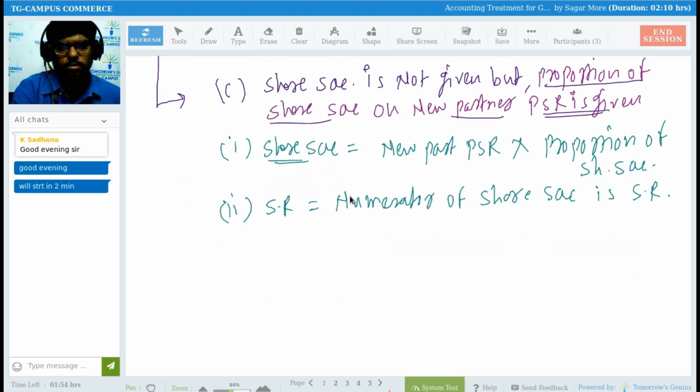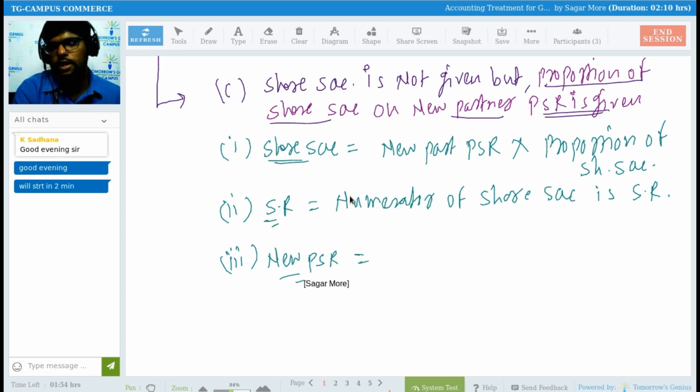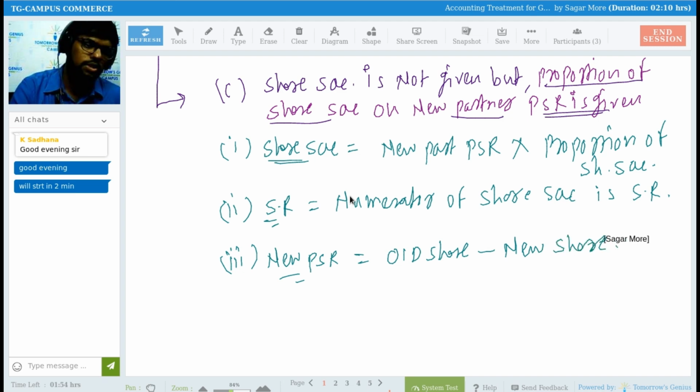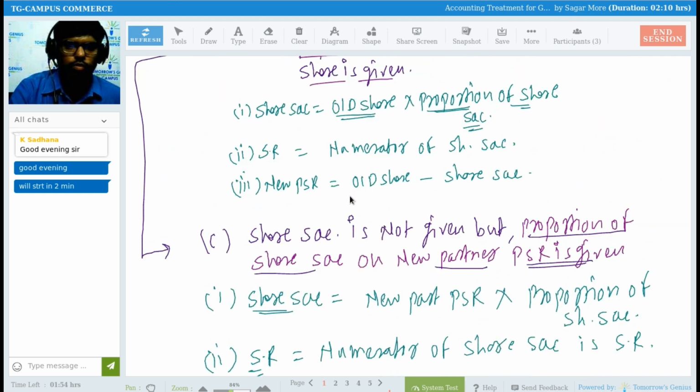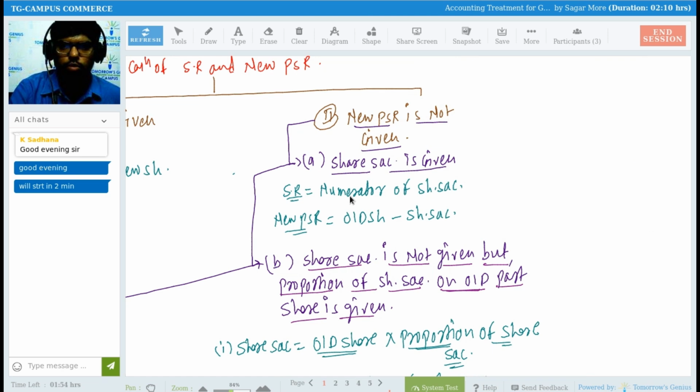And thirdly, we have to calculate new profit sharing ratio. And new profit sharing ratio formula is old share minus new share, right? Old share minus new share. Done. So we covered this much of things, right? Now we have to move further.